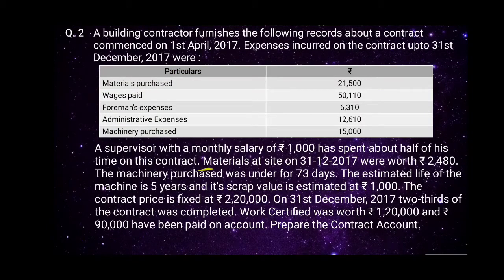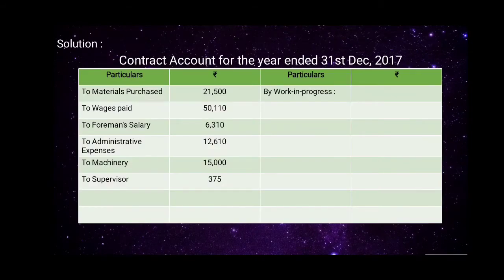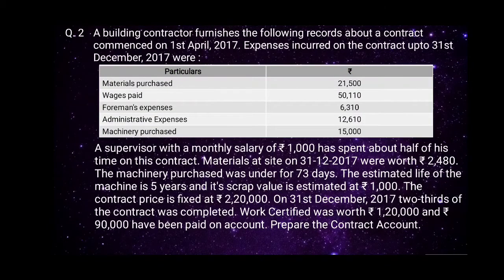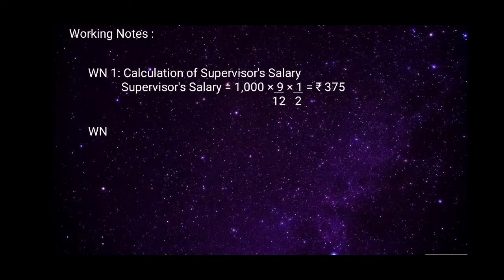Next, materials at site on 31st December 2017 were worth rupees 2,480. So we'll record it on the credit side by work in progress. So materials at site, amount will be 2,480. Next, the machinery was used for 73 days. The estimated life of the machine is 5 years and its scrap value is estimated at rupees 1000. So we have to calculate the depreciation amount.